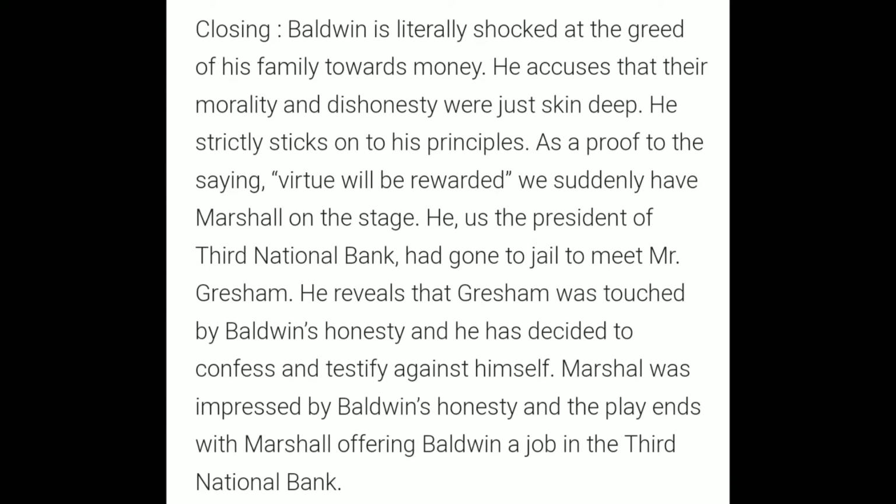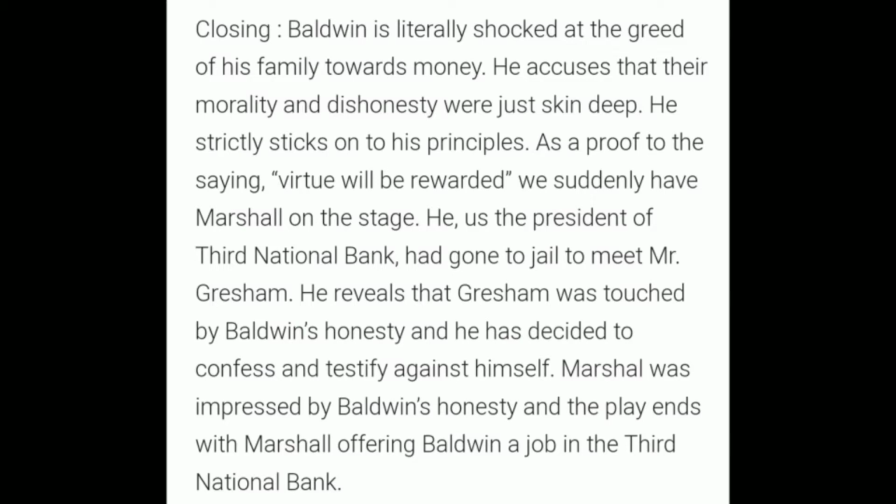Now, closing. Baldwin is literally shocked at the greed of his family towards money. He accuses that their morality and dishonesty were just skin deep. He strictly sticks on to his principles. As a proof to the saying, virtue will be rewarded, we suddenly have Marshall on the stage.